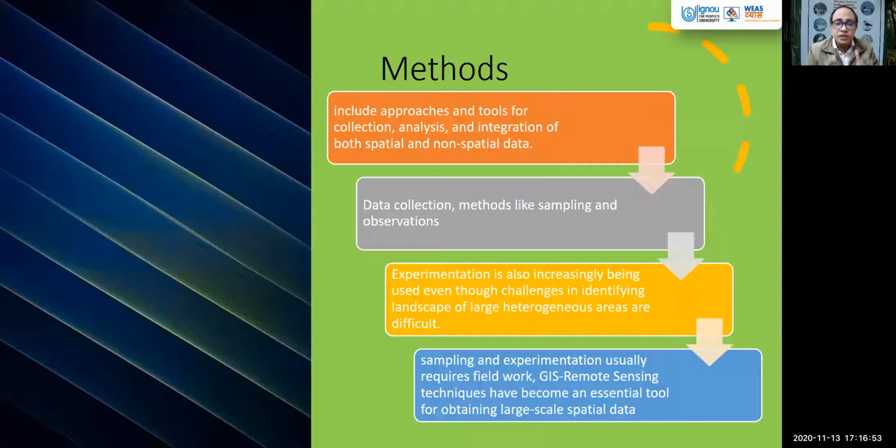In the process, we need to collect the data, and in that collection of data, we need to follow some standard sampling and observation methods. Then sometimes, to understand those principles, we need to develop some experiments, so experimentation also needs to be done. But during the last 20-25 years, new technologies like GIS and remote sensing techniques have become an essential tool for obtaining large-scale spatial data.